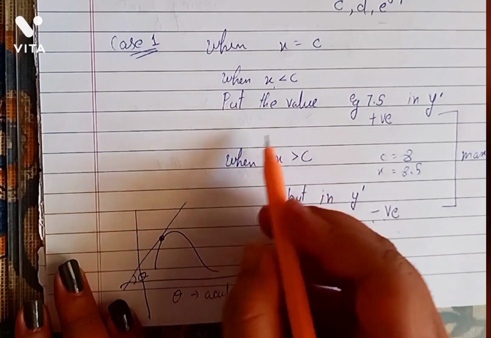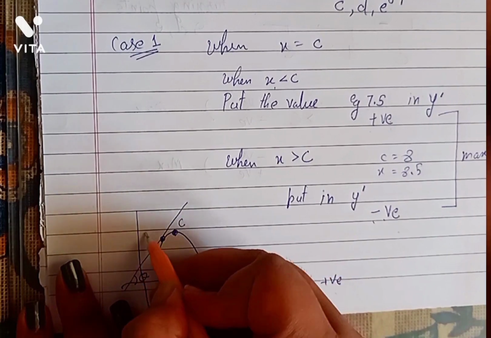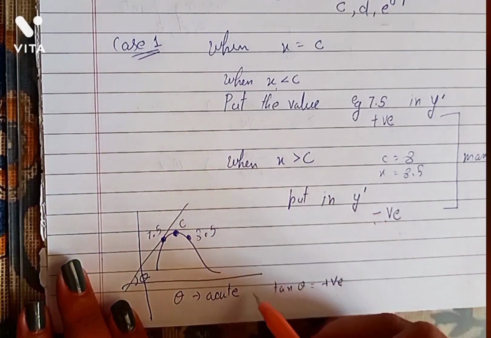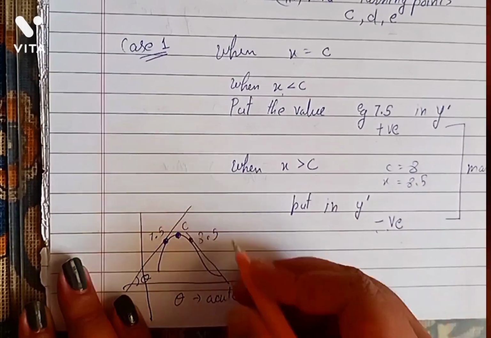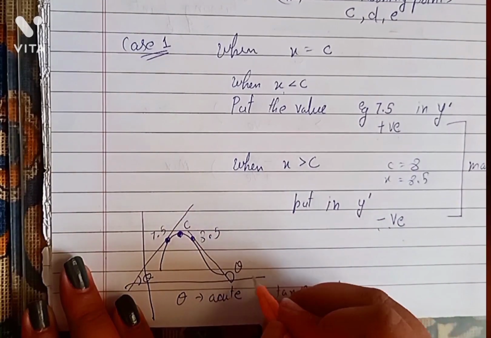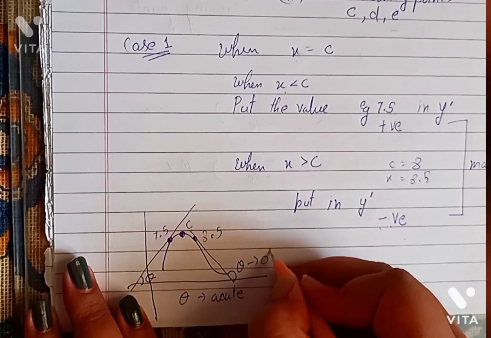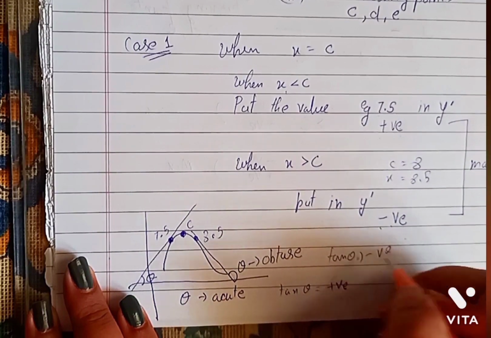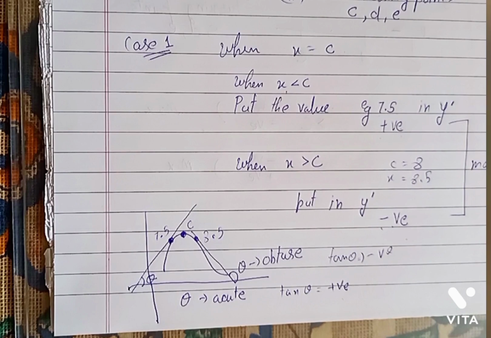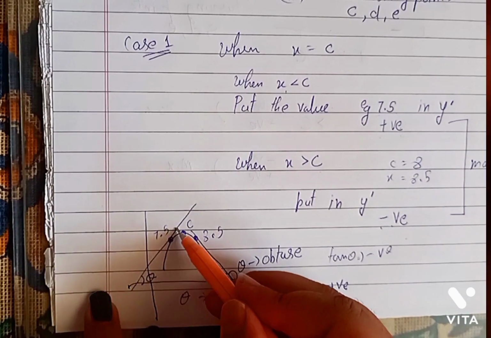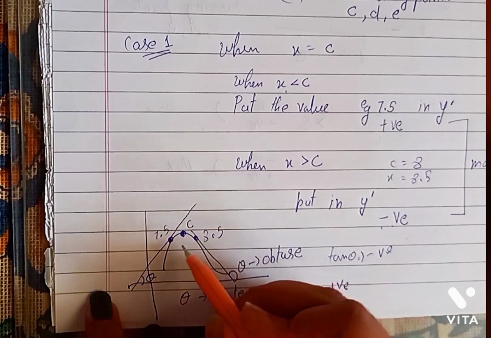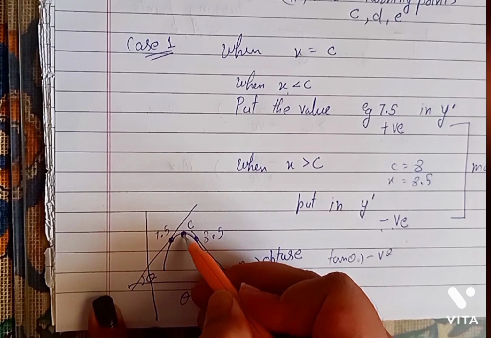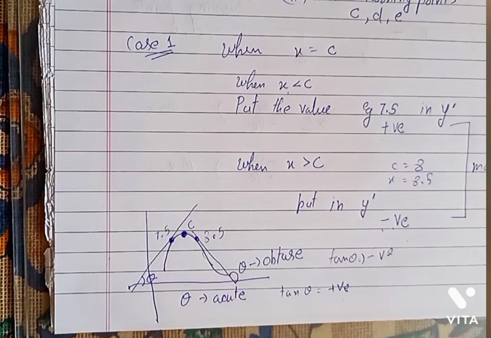Now when we took a value, this is point C. First we took 7.5, then we took 8.5. Now at 8.5, when I plot the graph, I got theta as obtuse, right? So tan theta will be negative. So what we got from here is that it's changing from positive to negative, which means we'll get a slope like this. What it means is that C is the maximum point.